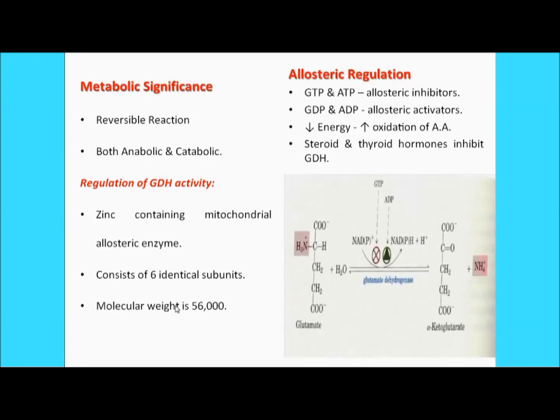So here you can see this is the glutamate. It has converted into alpha ketoglutarate, and this amino group has come out from here. Now here you can see the GTP. This GTP is an allosteric inhibitor, whereas here I can show you the ADP, which is an allosteric activator for this reaction. So this is actually a reversible reaction, right?